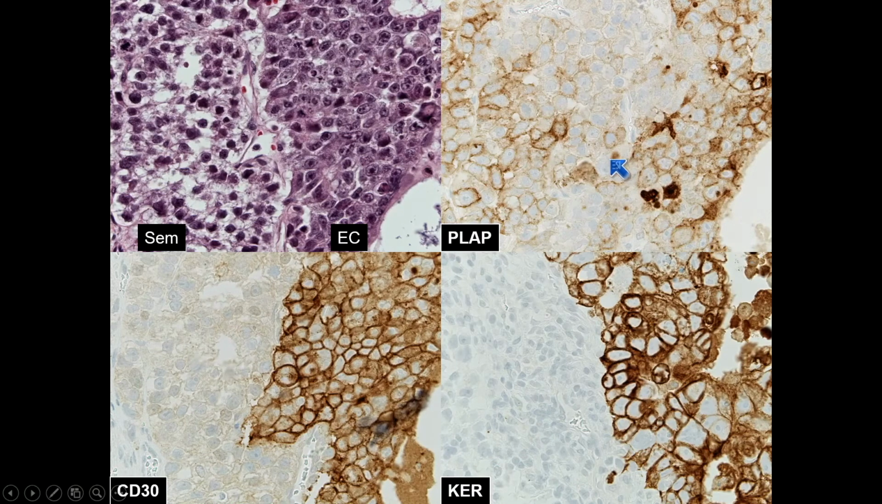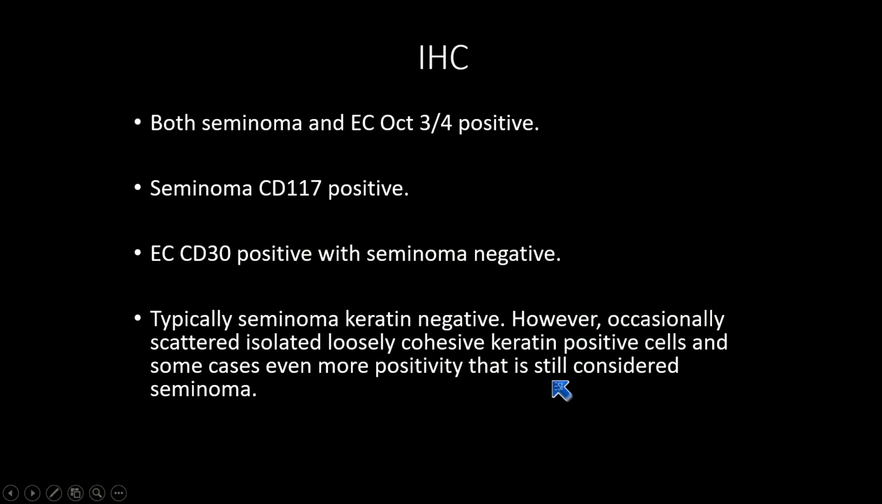PLAP I pretty much don't use anymore for the most part, but the two stains that could be helpful: CD30 is going to stain with embryonal carcinoma, and will be negative in seminoma. Keratins, I'll mention there's a pitfall, but some seminomas can have some keratin staining, but embryonal carcinomas are diffusely keratin positive, whereas seminomas are negative. OCT4 doesn't help you because it's positive in both. C-KIT, I usually don't use that frequently, but that would be positive more in seminoma than embryonal.